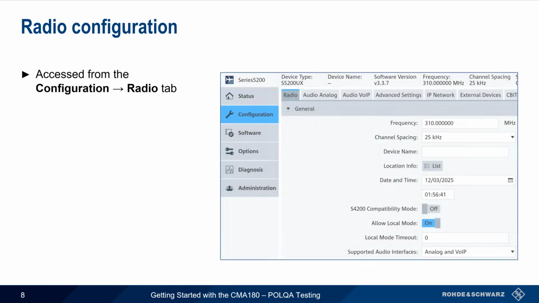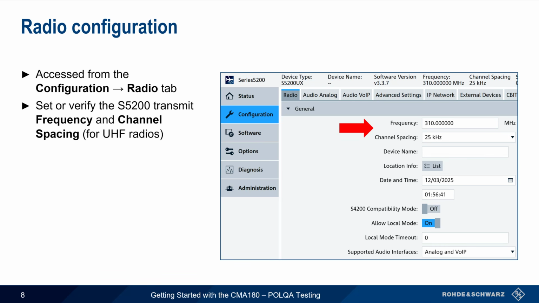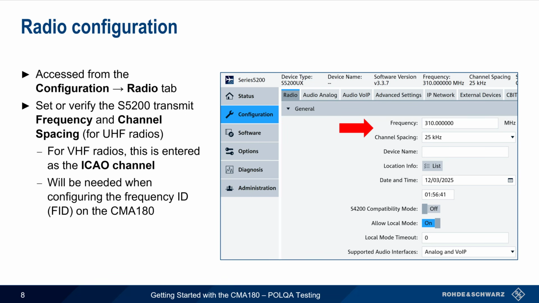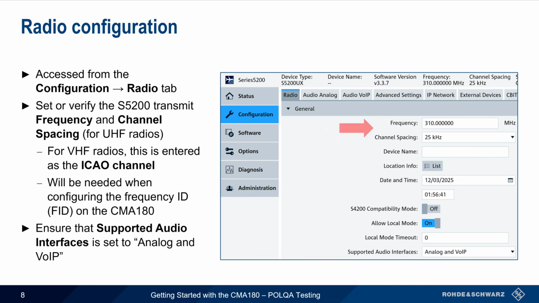Next, we need to go to Configuration Radio to configure the radio parameters. The transmit frequency and channel spacing should be set or verified. In this presentation, we're using a UHF band radio, but for VHF band radios, the frequency is set using an ICAO channel number. In either case, it's important to make a note of this information, since we'll use these values to configure the frequency ID on the CMA180. Further down, we need to verify that supported audio interfaces is set to analog and VoIP.